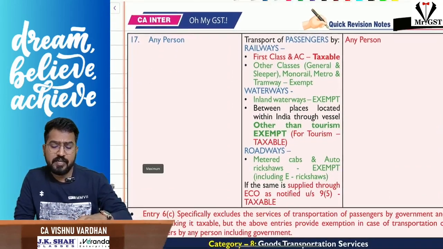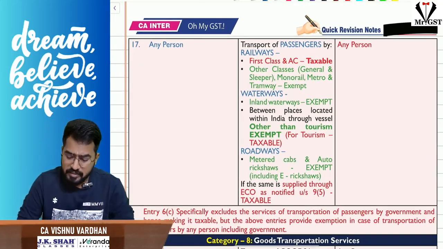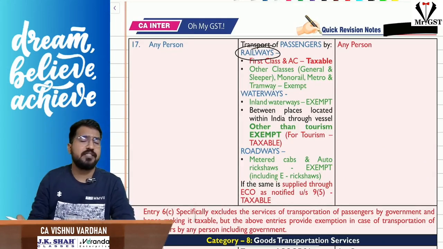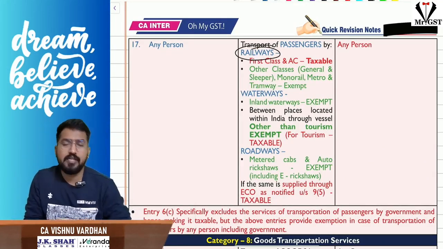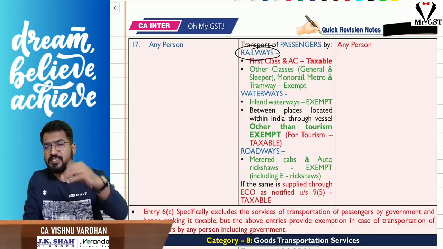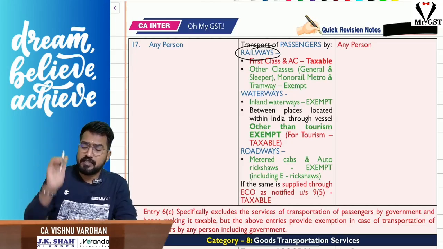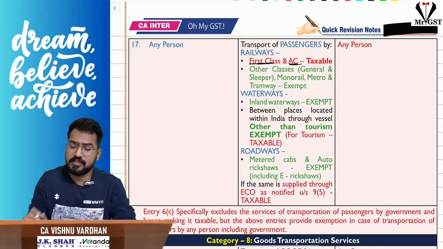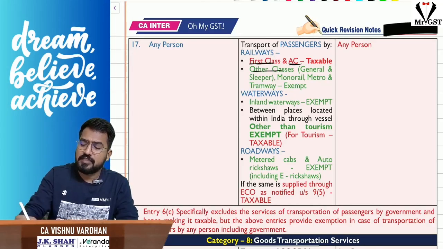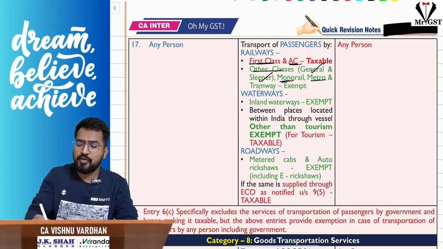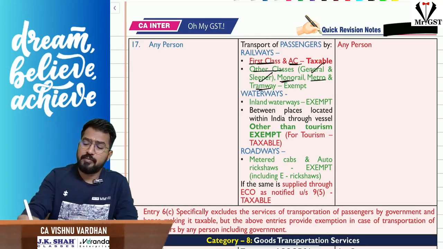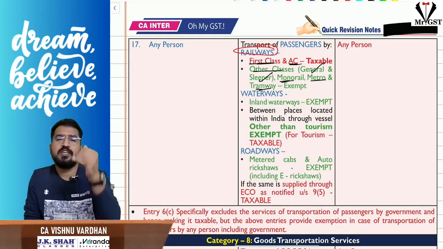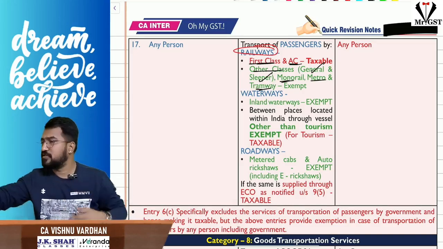Next, sir, again transportation services, here transportation services provided by railways. We have just now discussed government services, where they said it is taxable, but they are giving exemption in this particular entry, so you can enjoy the exemption. If you are the railway department transporting passengers, it is exempt under GST other than first class and AC. That means first class and AC is taxable, and the remaining classes, like general class or sleeper class, and even monorail, metro, tramway, are also exempt. I repeat, railways is covered under government services, which are taxable, but in this entry number 17 they are specifically giving an exemption. Look at the next one.